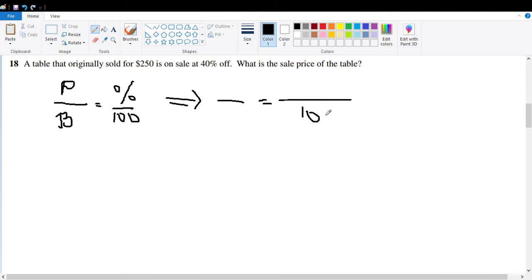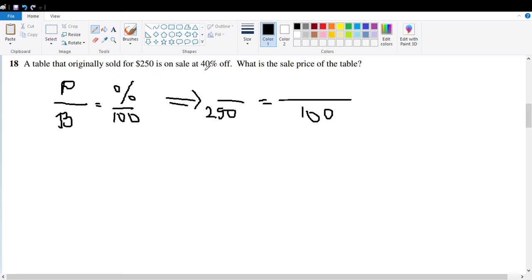So this is still equals 100. The 100 stays the same. So let's look at the question. We have sold for $250 originally. So is that a part or a base? Is that the original number or is it the new number? Original. So it's going to be our base. So it's going to be 250. And then our part is, well, we don't know.